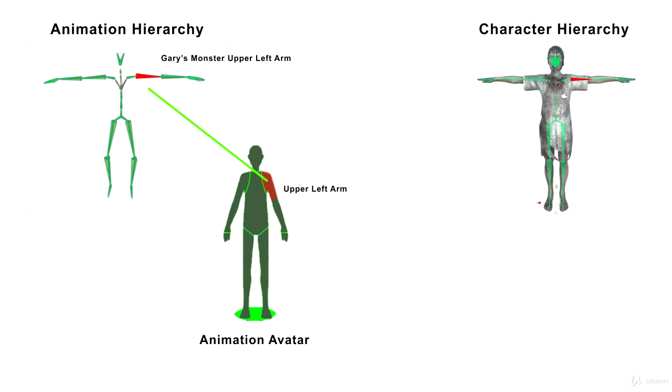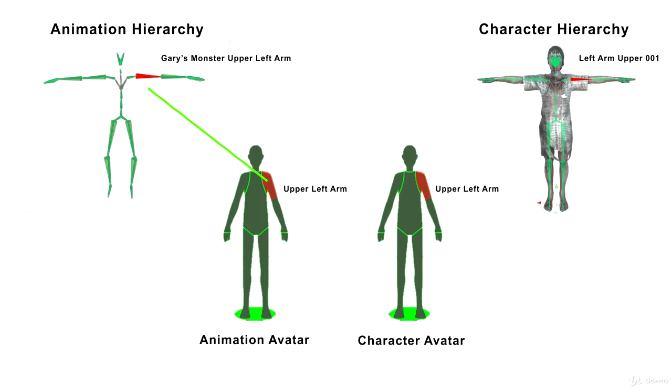Now, the target bone hierarchy, in this example the skeleton of the character mesh that we wish to be animated in the scene, might have a completely different named upper left arm bone. Let's say it was called left arm upper 001. But that bone hierarchy too has had an avatar set up for it, where its bone, left arm upper 001, is simply mapped to the avatar's upper left arm body part. So while the animation cannot talk directly to the character's bone hierarchy, their avatars do talk the same language.